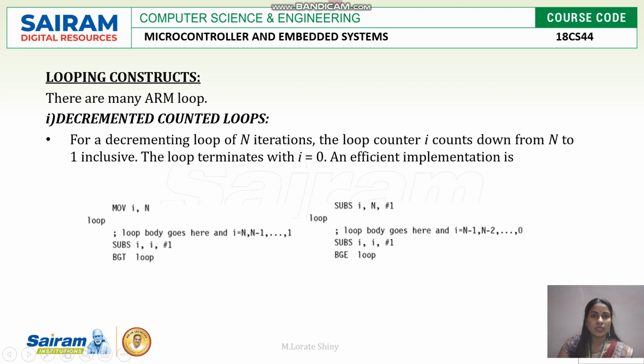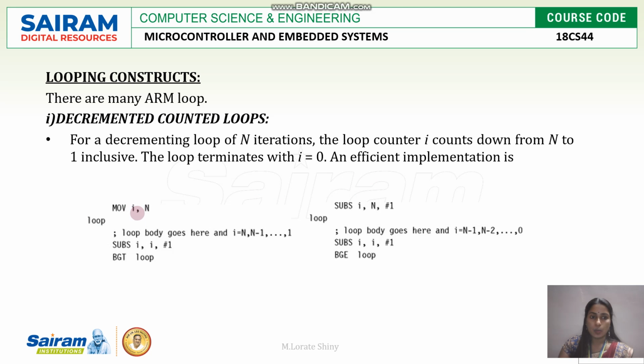The next topic is looping constructs. There are many types of looping used in programming. In this session we are going to see how to implement these loops efficiently in assembly coding. There are different types of looping. The first one is the decrementing counted loop. In this loop n iterations are used, but here the loop counter i counts down from n to 1, and the loop terminates when i reaches 0.